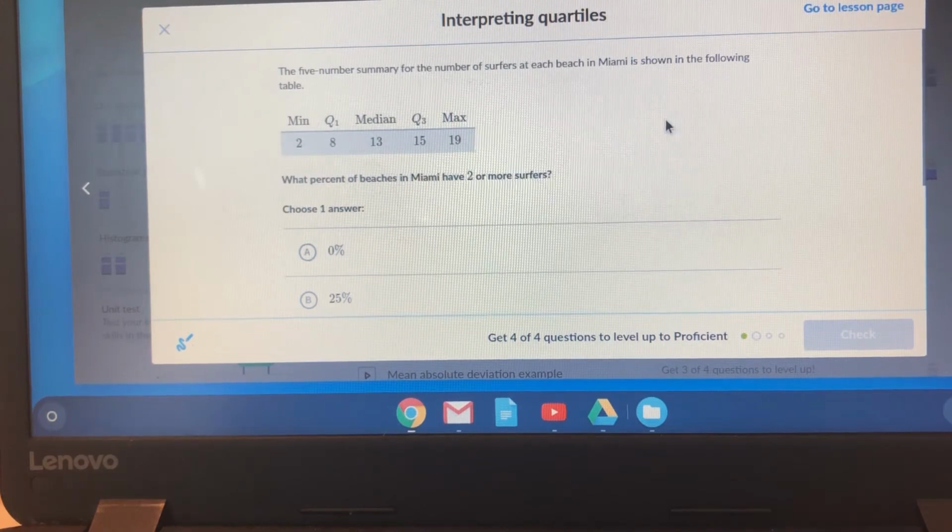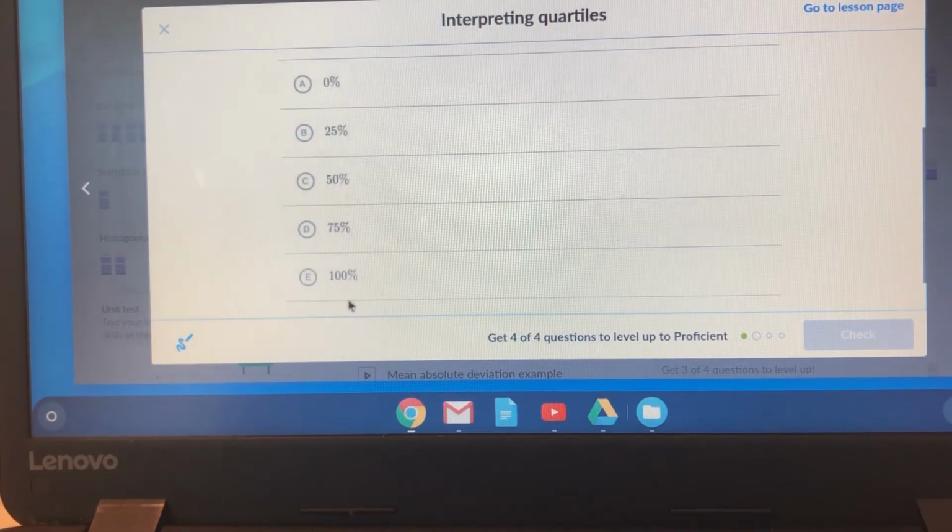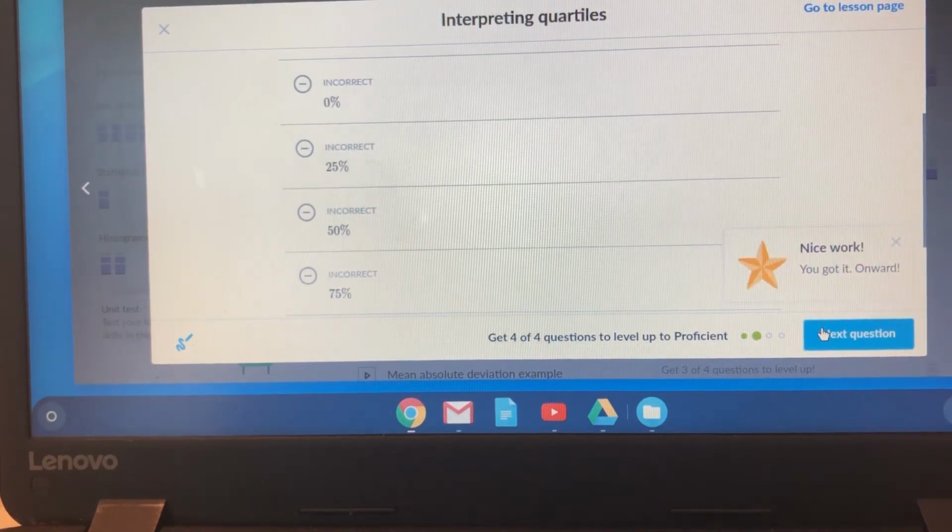So here we have a 5-number summary for the number of surfers at each beach in Miami. It's asking what percent of beaches in Miami have 2 or more surfers. So 2 is your minimum. Everybody has at least 2. So this is again going to be 100% of the data because they have 2 or more. So 100%, that's everybody has 2 or more.